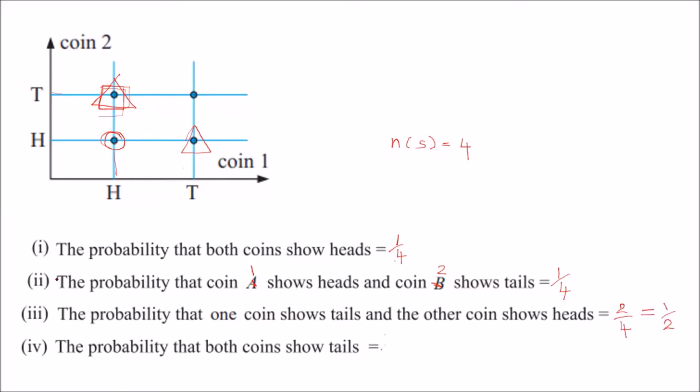Next one, the probability that both coins show tail. Here it has only one outcome. Both coins show tail, so the probability we can write as 1 by 4. Putha, did you write the notes? This one.